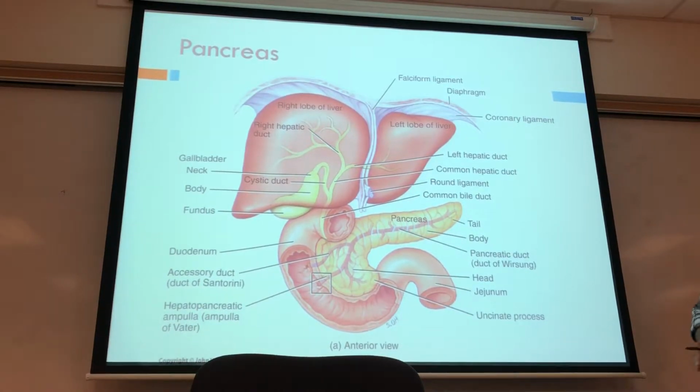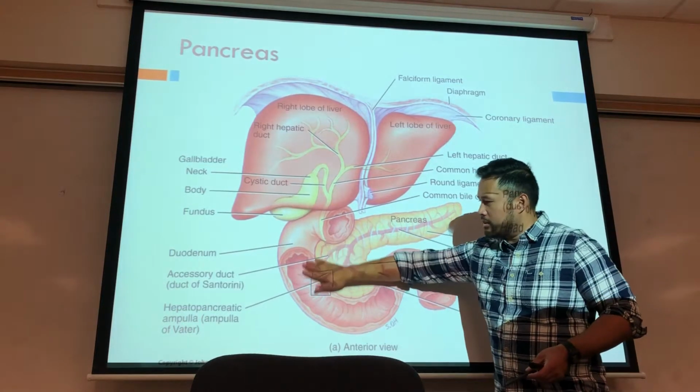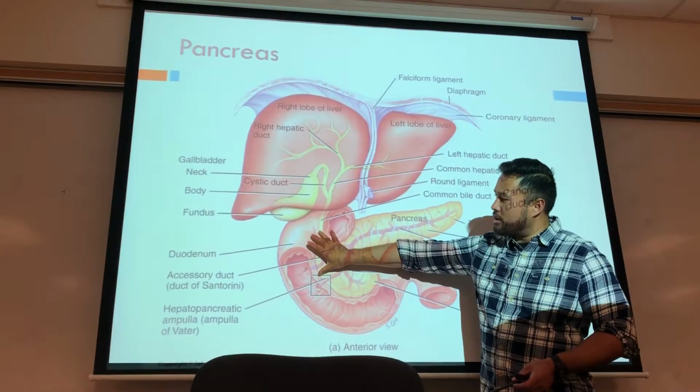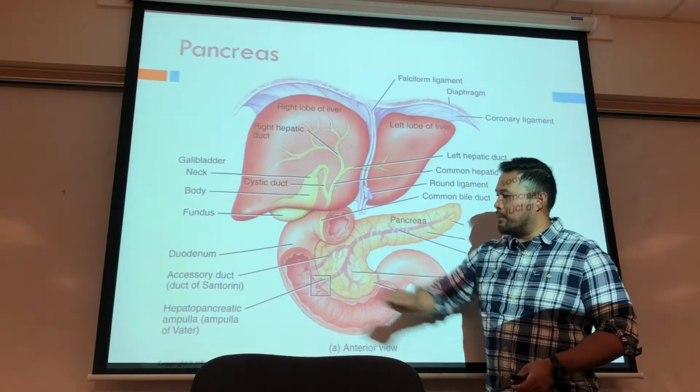And where this takes place, it's about 4 inches. Here you'll see the length of the duodenum is about 10 inches. The first 4 inches are going to be the point at which we're going to dump these.